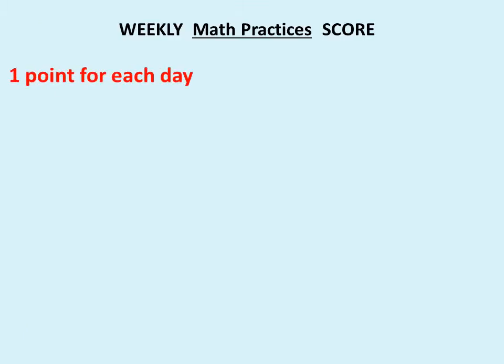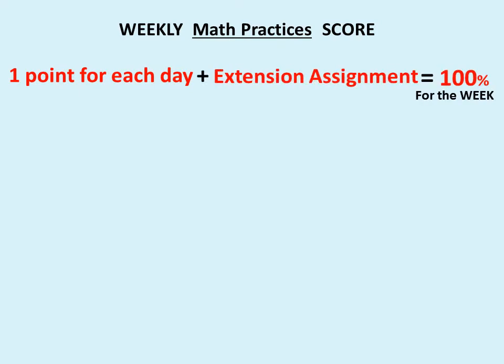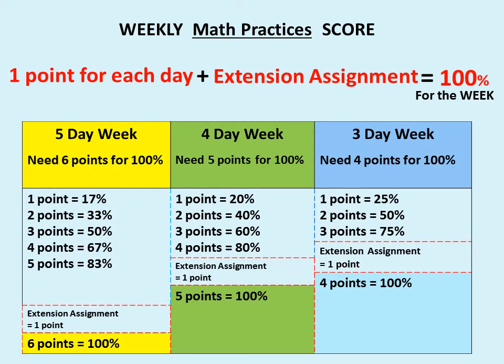Now it goes something like this. There's 1 point for each day. However, to get 100%, there's 1 homework assignment a week, and it's called an extension assignment. For a 5-day week, you need 6 points. 1, 2, 3, 4, 5, 6. Hey, wait, there's only 5. To get the extra point, you need to do the extension assignment. And that would give you 100% for the week. So that's how it's done. You can learn more about this on my website, but that's it in a nutshell.